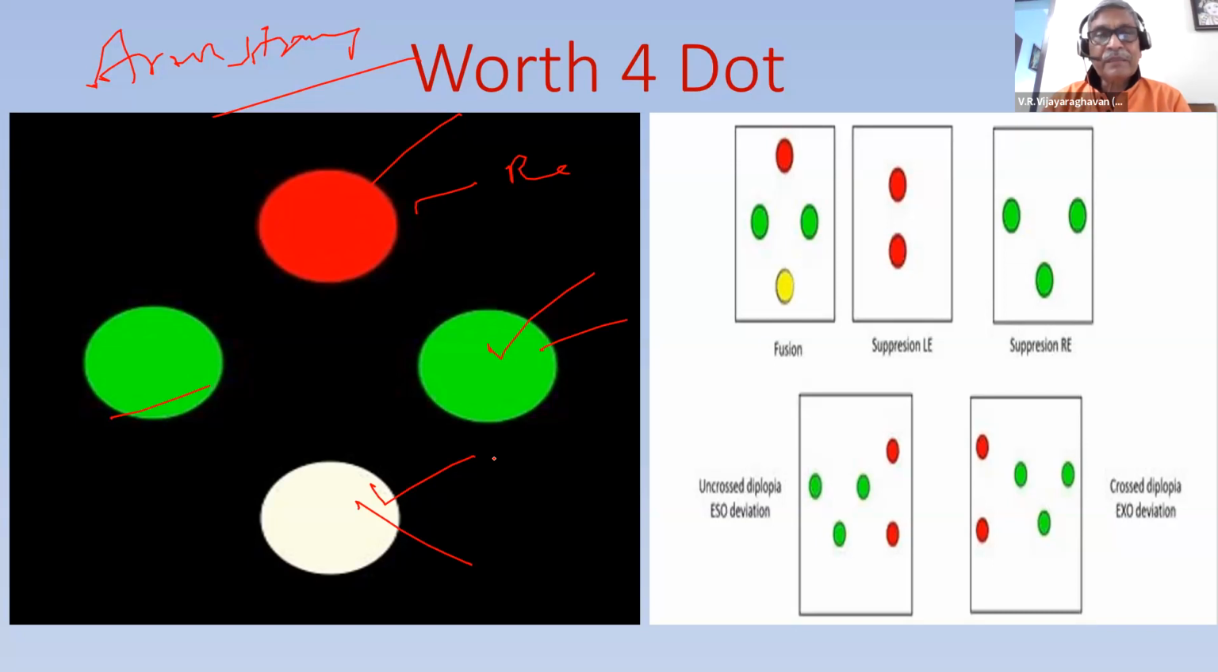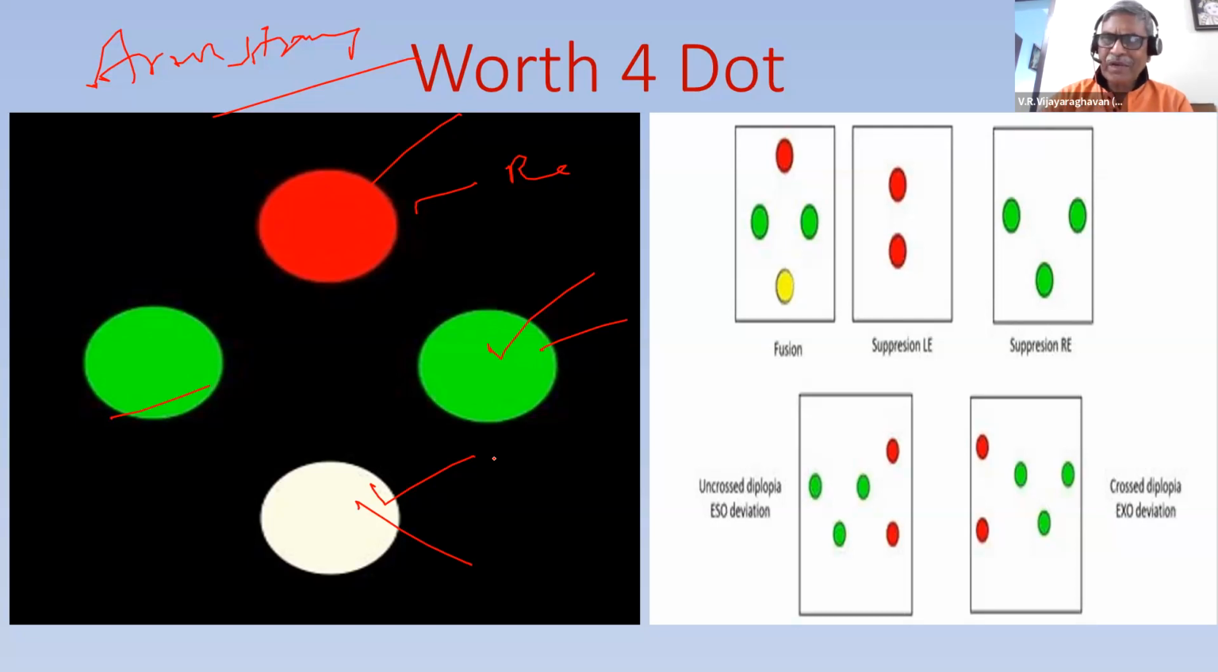Now, how to tell whether he has ARC or not? Your answer is, sir, in the presence of manifest deviation, in the Worth-4 dot test, if the patient tells only 4 lights, that means he has ARC. If he has a squint, otherwise a normal person will also see 4.